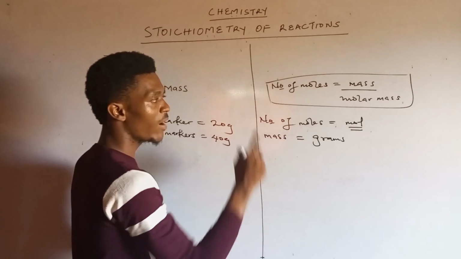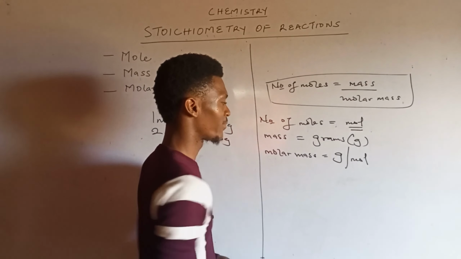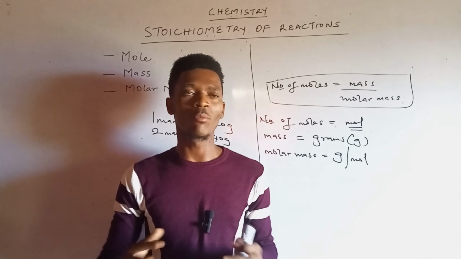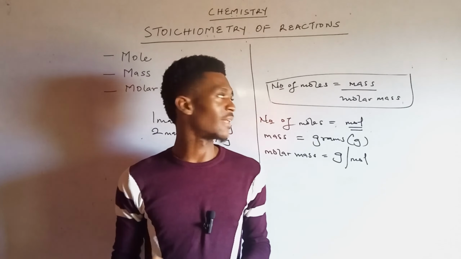You know that the abbreviated form of grams is g. So then again, what is the formula that is connecting them? It's written on the board. Number of moles is equal to what? Mass over molar mass. And don't forget, the molar mass of a substance is simply the mass of 1 mole of that substance.